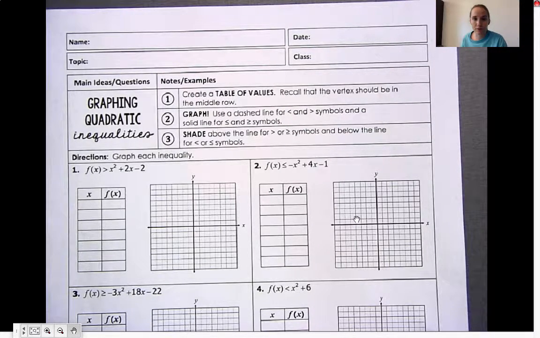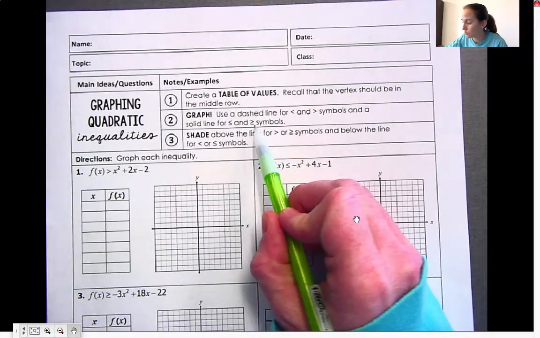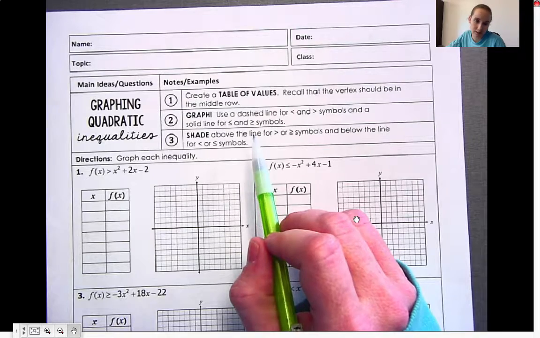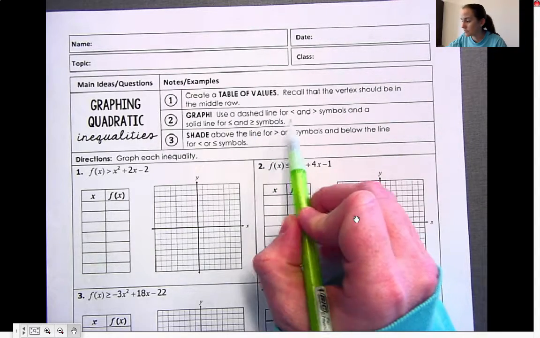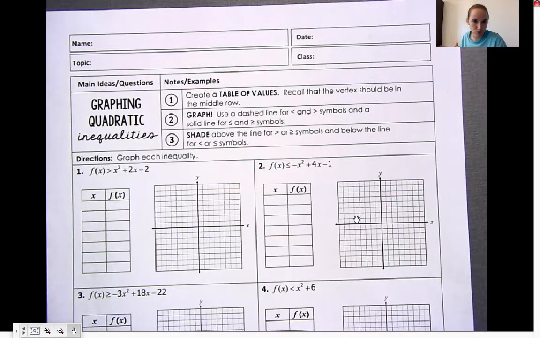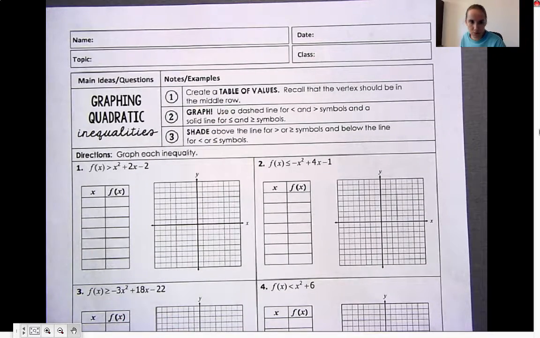inequalities, where if the symbol has the equal to underneath it, then you draw a solid line, and in this case a solid curve. And if it does not have the equal to symbol underneath, then you'll just draw a dashed, or you'll make it dotted. And then don't forget your shading. Anytime you have inequalities, you have to make sure the line is correct, whether it's solid or dashed, and make sure that you shade. So let's just jump right into number one.